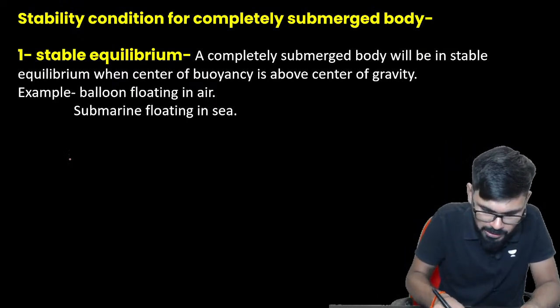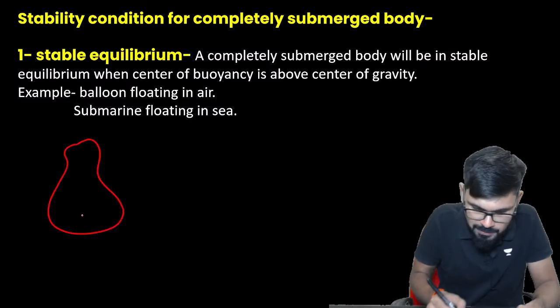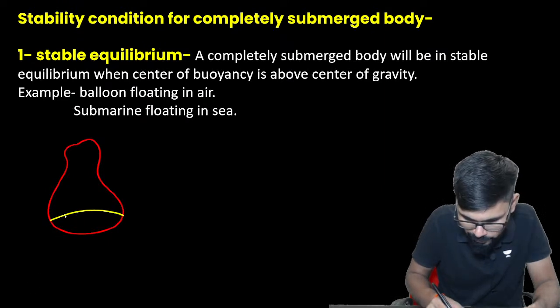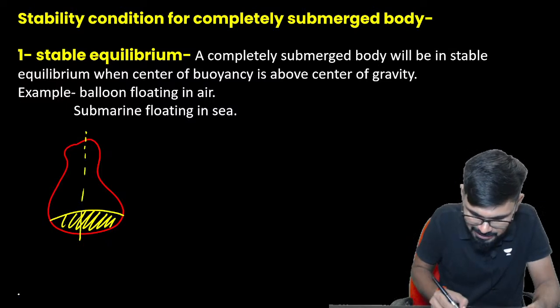See, suppose any body I am taking, of arbitrary shape. Now suppose the density is not the same everywhere, which means here somewhat more weight is there. If the weight is more here, please listen carefully.